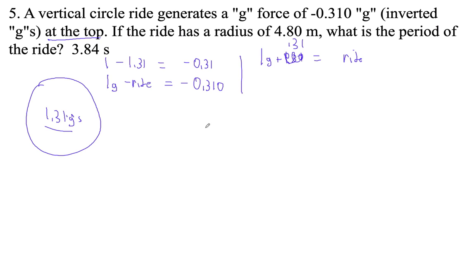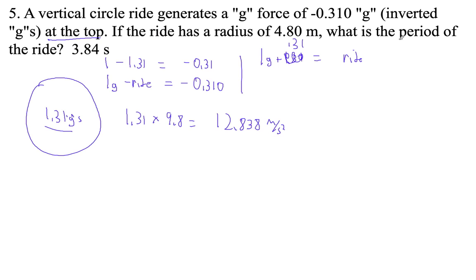Okay, so we've got the g-force of the ride. We don't really care about the bottom, so now let's figure this out. The ride in meters per second squared is going to be 1.31 times 9.8. That'll give us meters per second squared. So 1.31 times 9.8, that's 12.838.